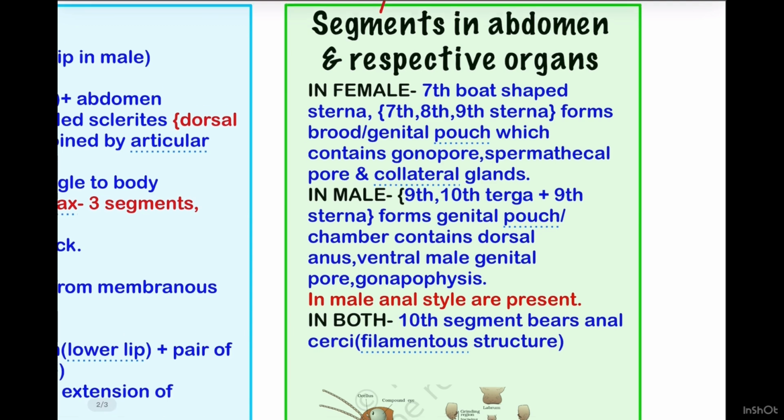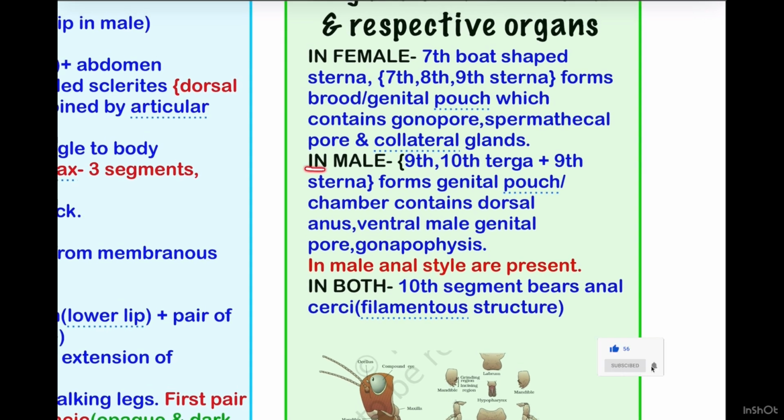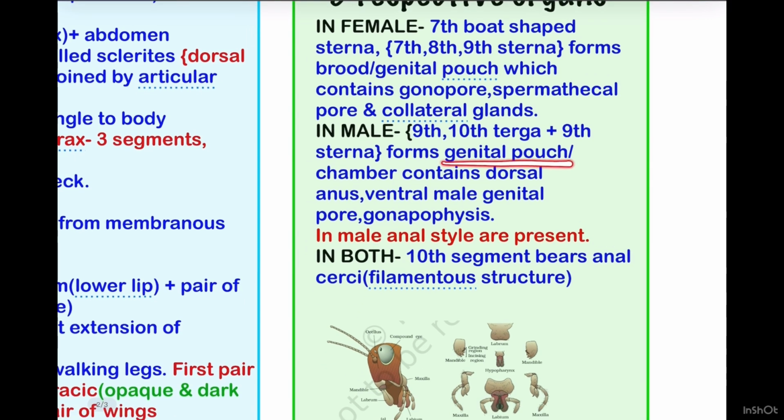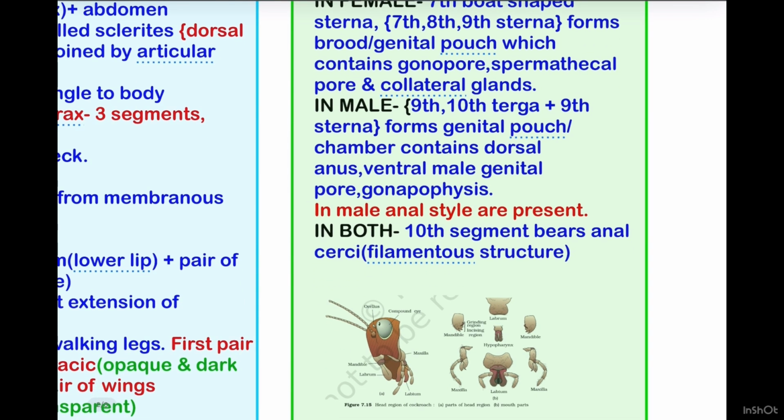Now we are going to see that in the male, the 9th and 10th terga and the 9th sterna together form the genital pouch. In the female, all are sterna only. Here you can see the 9th and 10th terga, which are on the dorsal side, and then the 9th sterna, which is the ventral side sclerite. Together they form the genital pouch.